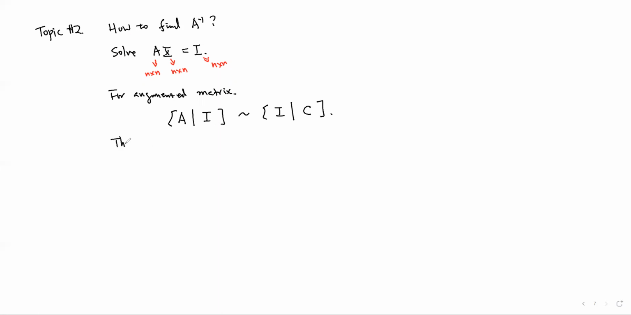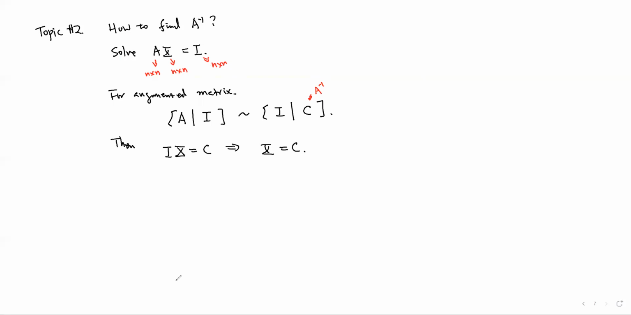Then the final augmented matrix is this matrix equation. So the identity matrix times the matrix is the matrix itself. You see, this matrix here is the solution of this equation, and this matrix is the inverse.